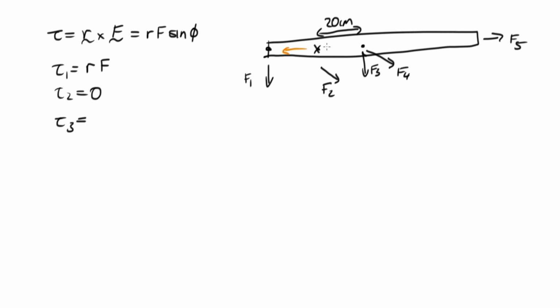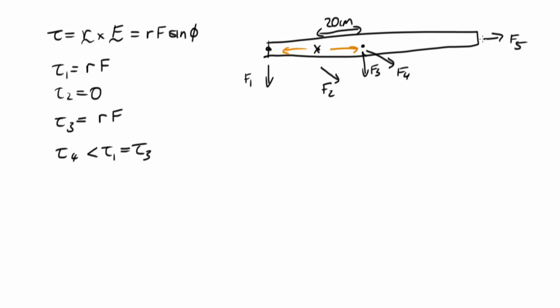Torque 3, again it's 20 centimeters. So it'll be R, where R is 20 centimeters times F. And like with force 1, the angle between R and F is 90 degrees. With F4, you can see that this angle is greater than 90 degrees. So sine phi is actually smaller for force 4. So torque 4 is going to be less than torque 1, which will be equal to torque 3. And torque 2 is 0.